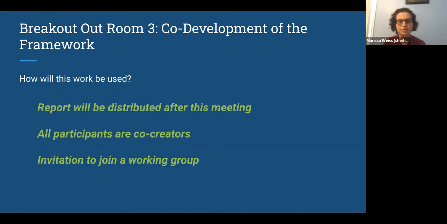So how will this work be used? We're collecting responses in Google Documents, and we'll compile this information into a report. We being the workshop leaders will compile this information into a report intended for the group of about 53 of us in this meeting today. All of us are co-creators in this work that we're doing. And the immediate next step after the report will be an invitation to join a working group. So everyone participating as co-creators, we'd like to know if you'd like to continue working on this and design it into a testable tool.